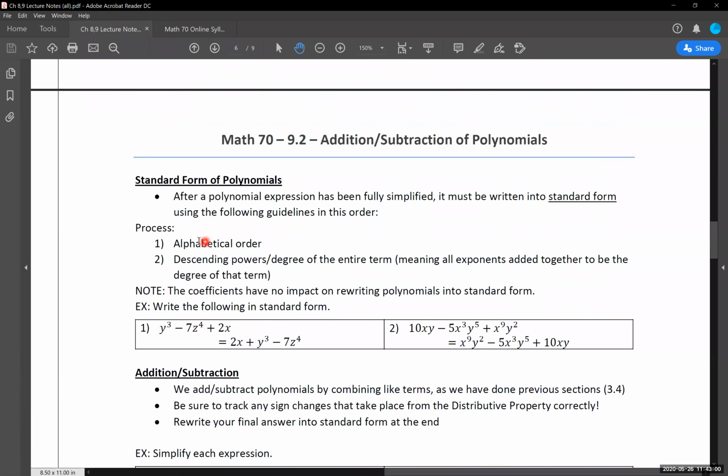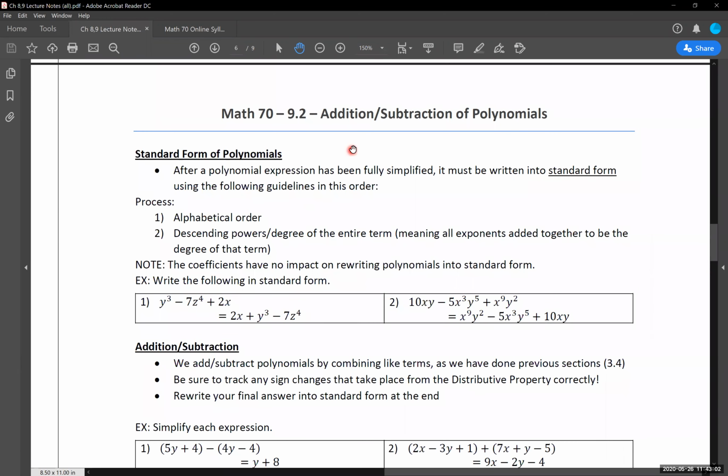So first and foremost, when we are working with addition and subtraction, we want to have our answers in what we refer to as standard form of polynomials. So after a polynomial expression has been fully simplified, it must be written into standard form using the following guidelines in this order. Let's follow the hypothetical.